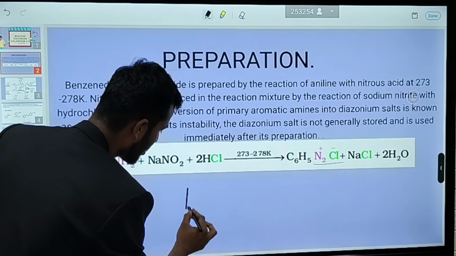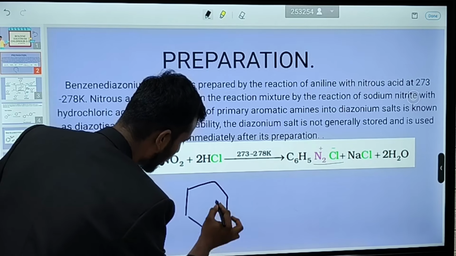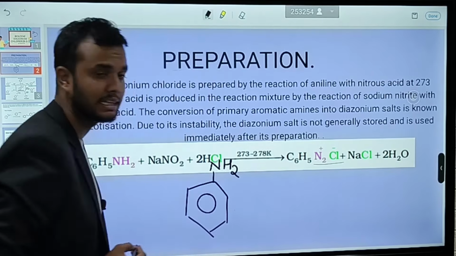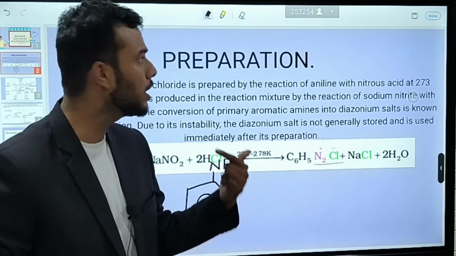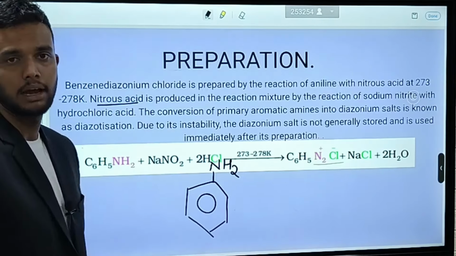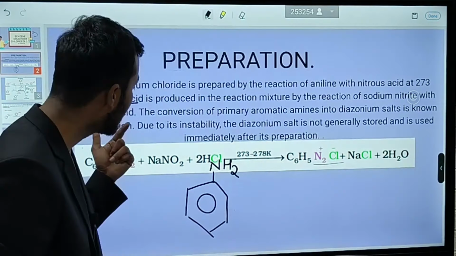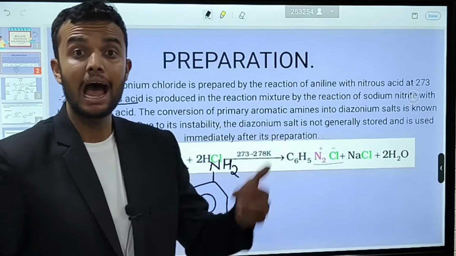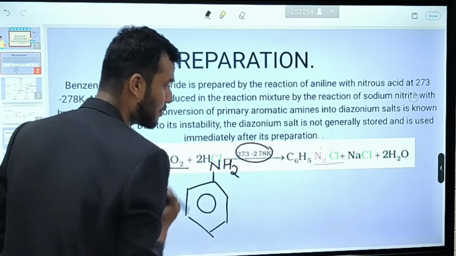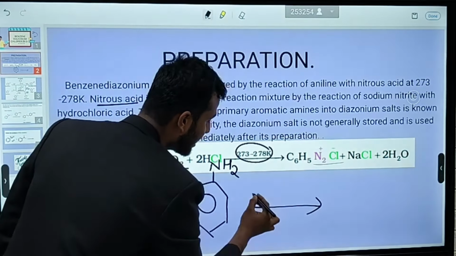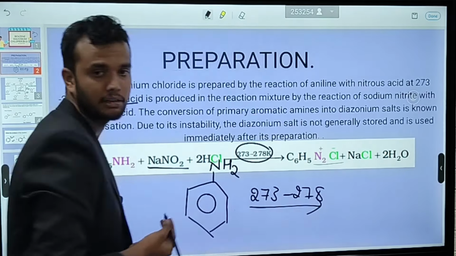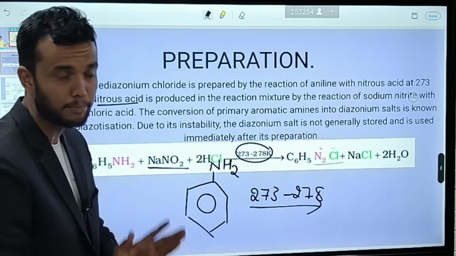Aniline structure, how is it? One benzene ring is there. For that benzene ring, we have an NH2. What do we call this? We call it aniline. For this aniline, we do the oxidation in the presence of what? Nitrous acid. We produce nitrous acid by using sodium nitrite and in the presence of concentrated HCl. The temperature is important, students. Temperature is very important. In between the range 273 to 278 Kelvin.